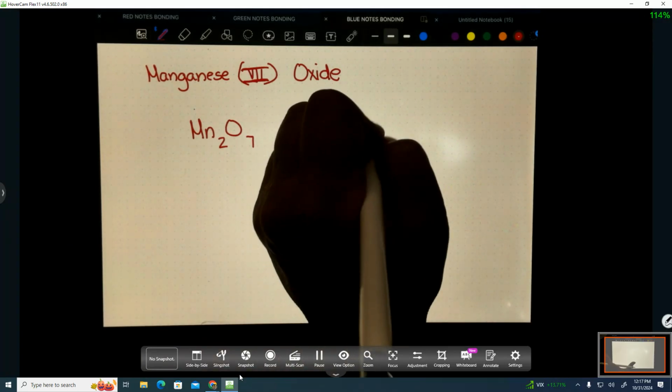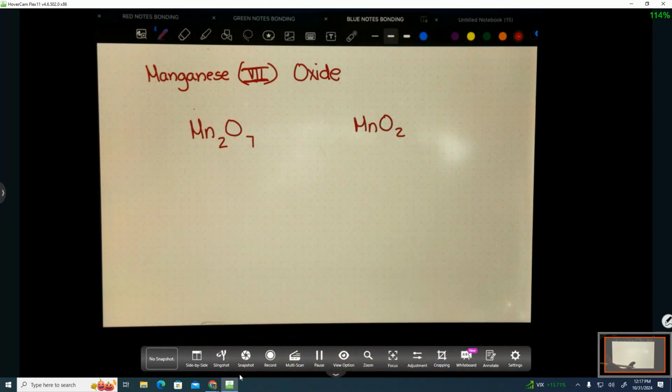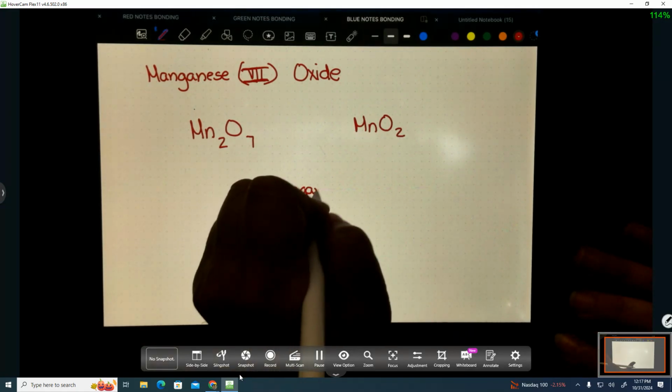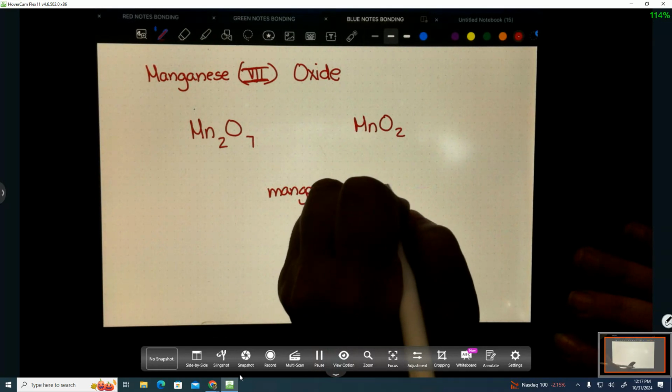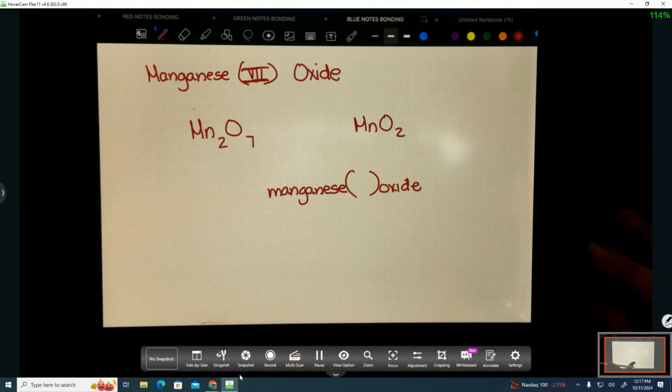Let's go MnO2. Give me the name of it. You know it's manganese and you know it's oxygen. What's the name of it? You know it's manganese. 2 oxide. Nope, it's not 2. You know it needs a Roman numeral. You got to figure out what Roman numeral it needs. It's not 2.